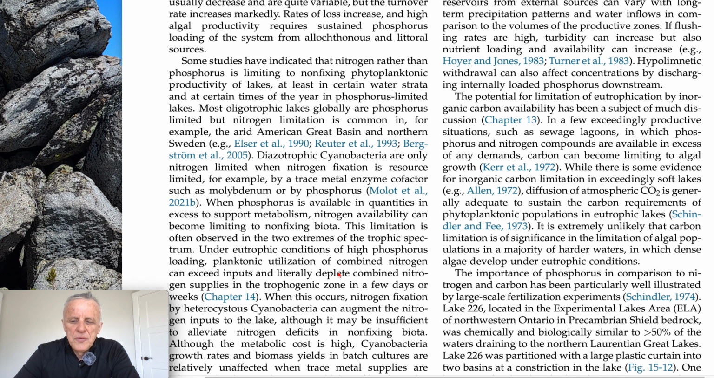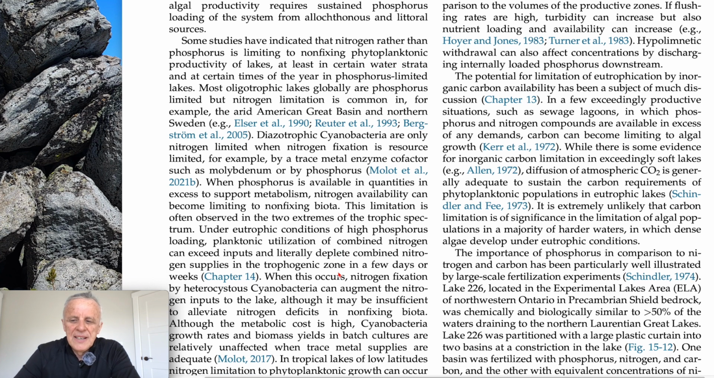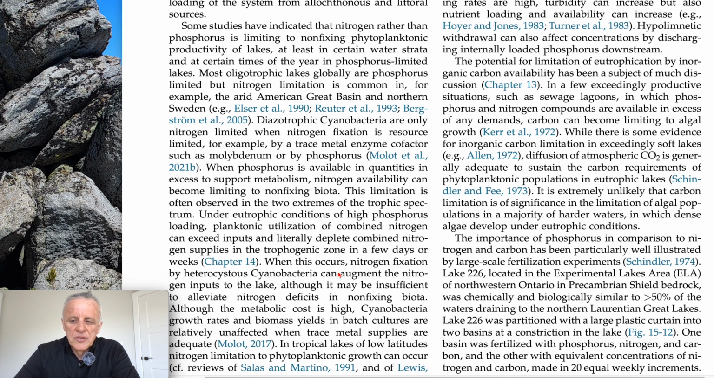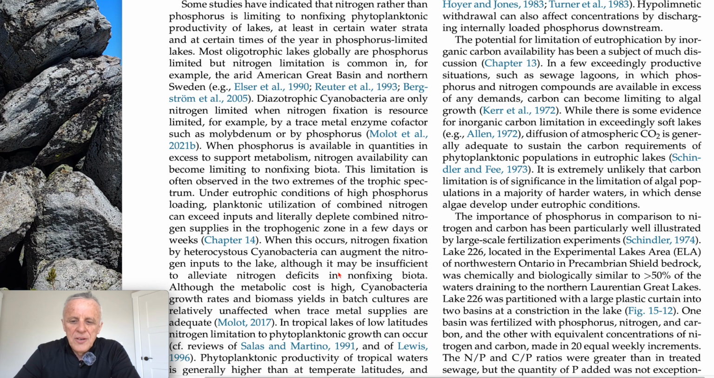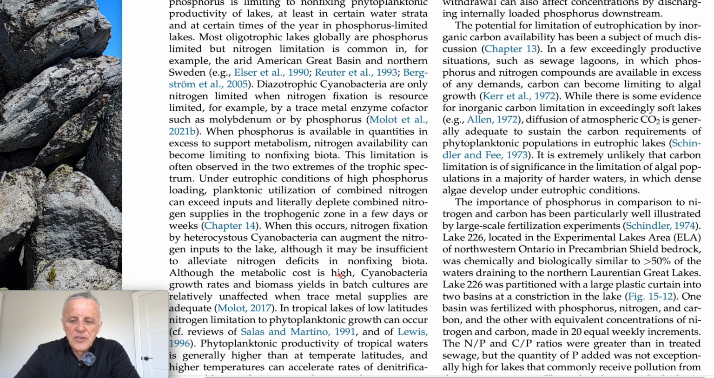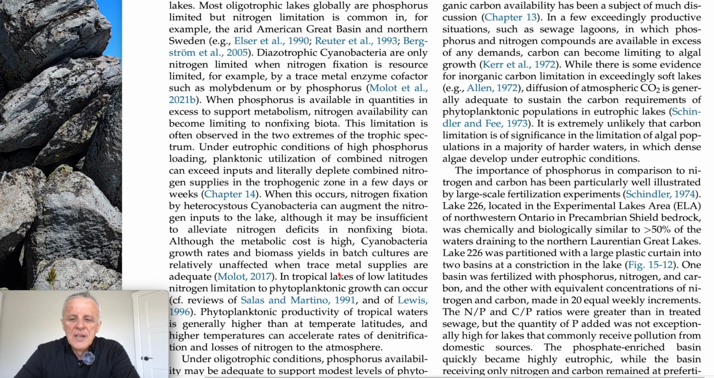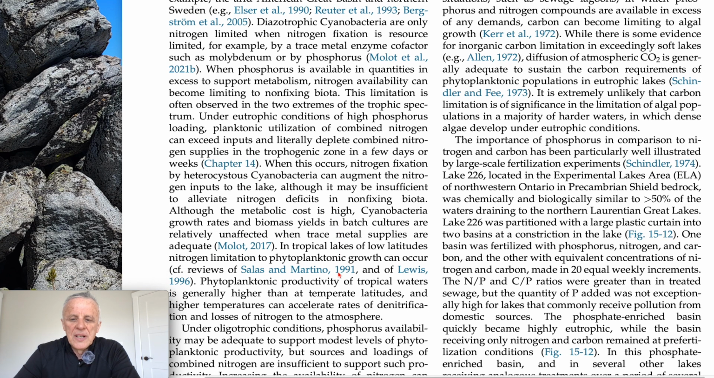The potential for limitation of eutrophication by inorganic carbon availability has been a subject of much discussion. In a few exceedingly productive situations, such as sewage lagoons, in which phosphorus and nitrogen compounds are available in excess of any demands, carbon can become limiting to algal growth. While there is some evidence for inorganic carbon limitation in exceedingly soft lakes, diffusion of atmospheric CO2 is generally adequate to sustain the carbon requirements of phytoplanktonic populations in eutrophic lakes. It is extremely unlikely that carbon limitation is of significance in the limitation of algal populations in the majority of harder waters in which dense algae develop under eutrophic conditions.